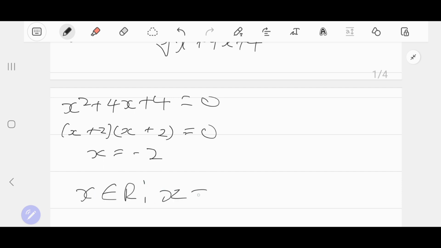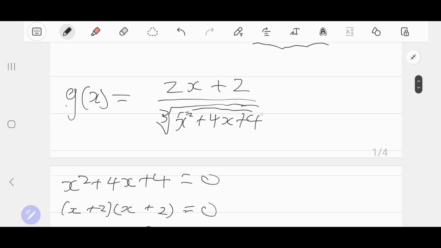x must not be equal to what? Negative 2. Why? Because this negative 2 will make the whole of this thing that is under the root sign 0. And when this thing is 0, meaning the radical function, all of it will be equal to 0. And when the radical function is equal to 0, it's like we are dividing by 0, and mathematically it doesn't make sense. So it will be undefined. That's why we excluded it, people.